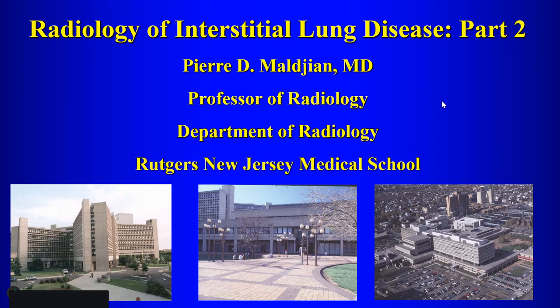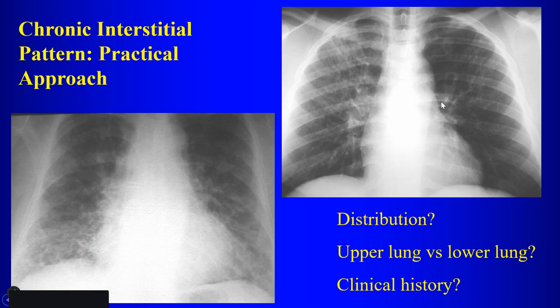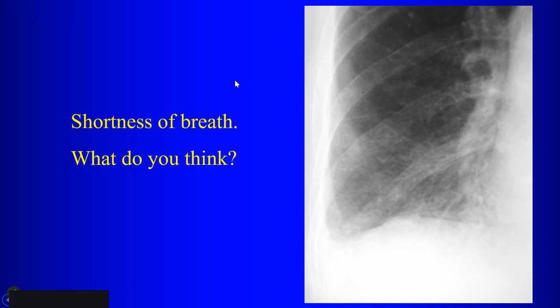All right, so continuing with interstitial lung disease today, we talked about, when we approach it from the plain film point of view, we talk about distribution. Is it upper lung, lower lung? Clinical history, of course, is the most important thing that is really going to help you in terms of your differential diagnosis. So if I tell you that this person is short of breath, we have this close-up that shows us these reticular markings here at the lung bases. So it looks like basilar predominant interstitial disease.